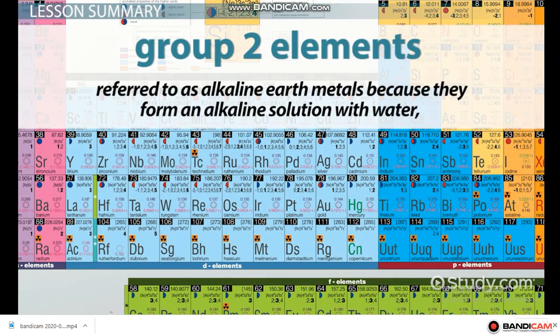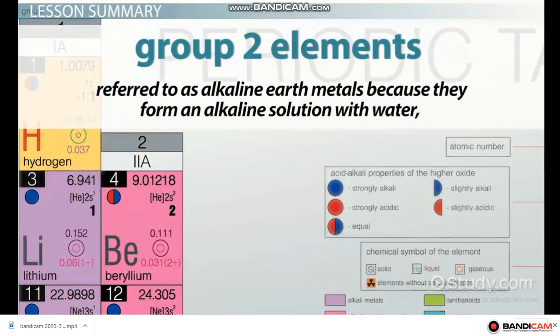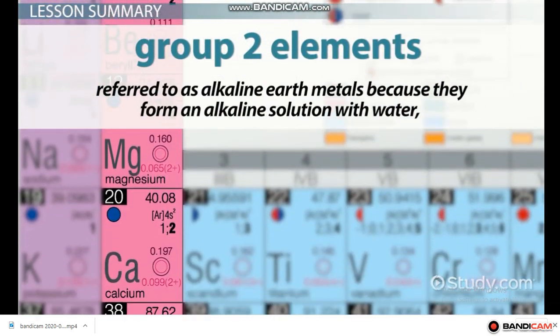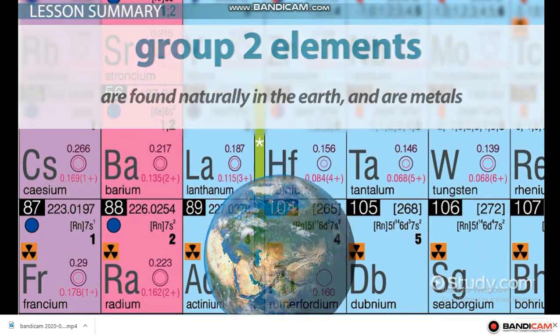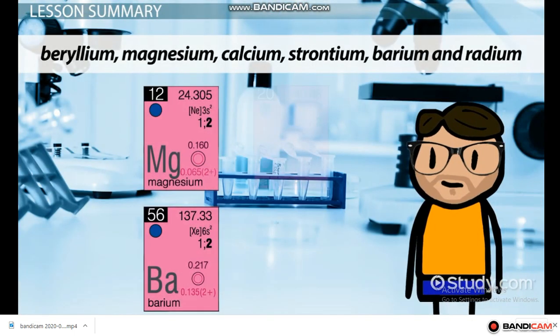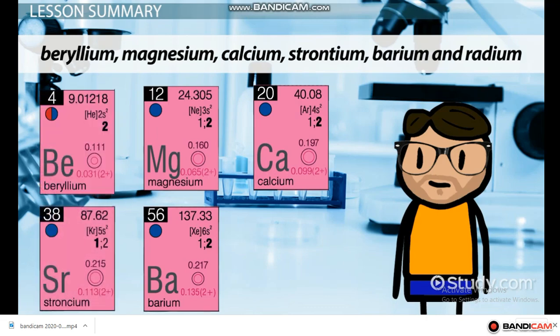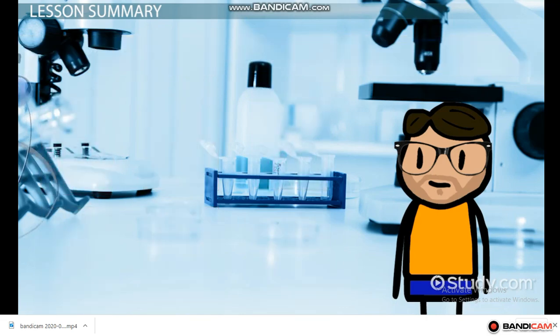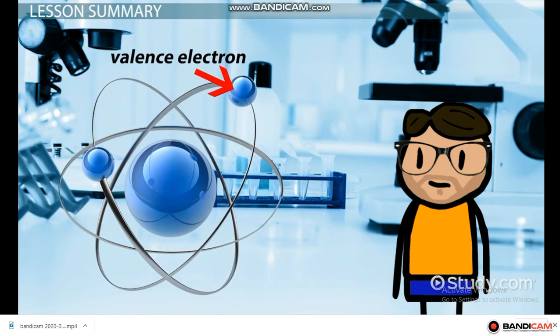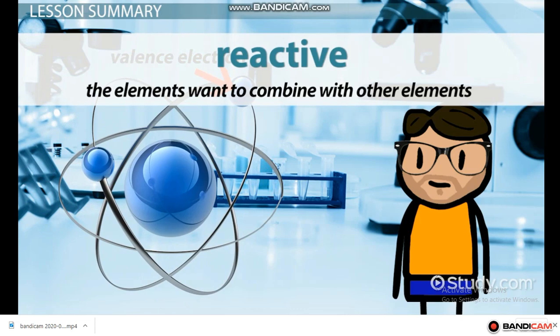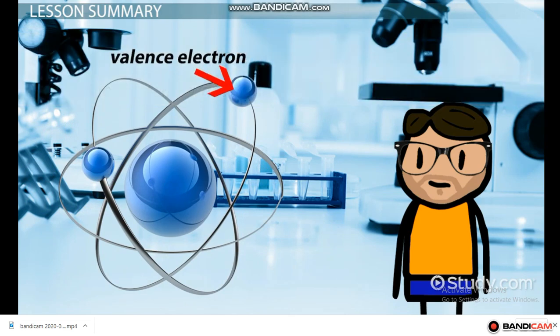Group 2 elements are located on the left side of the periodic table and are often referred to as alkaline earth metals because they form an alkaline solution with water, are found naturally in the earth, and are metals. This group includes beryllium, magnesium, calcium, strontium, barium, and radium. All group 2 elements have 2 valence electrons, or the electrons furthest from the nucleus, which makes them reactive, meaning the elements want to combine with other elements. Group 2 elements can be found in a lot of products for various uses. Let's review.